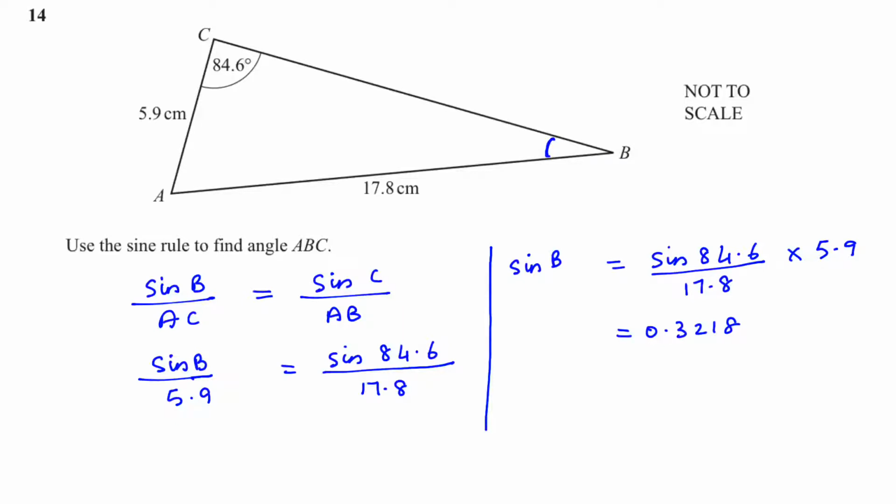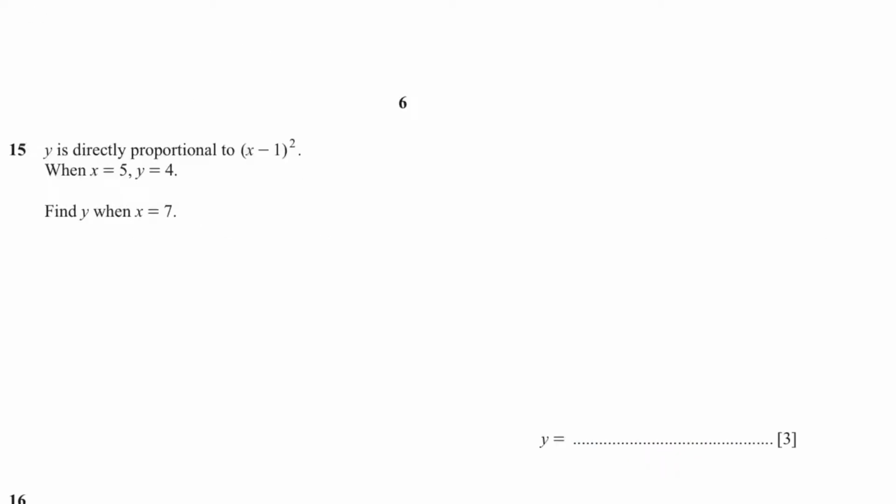Now to find the angle, you have to do sine inverse. So B is equal to sine inverse of the answer that we got, and that will be 20.858. Round it to one decimal place. B is equal to 20.9.